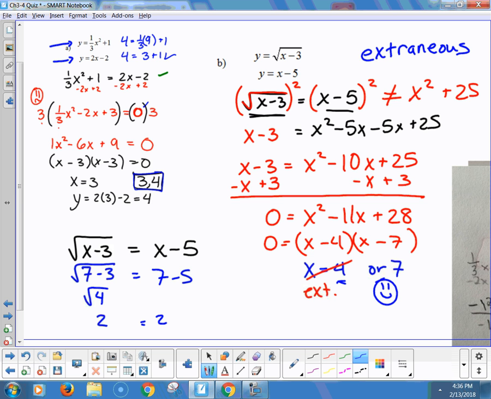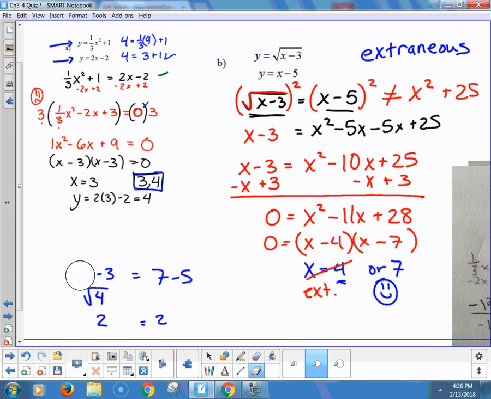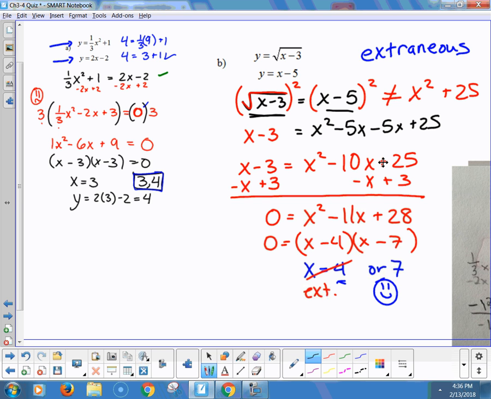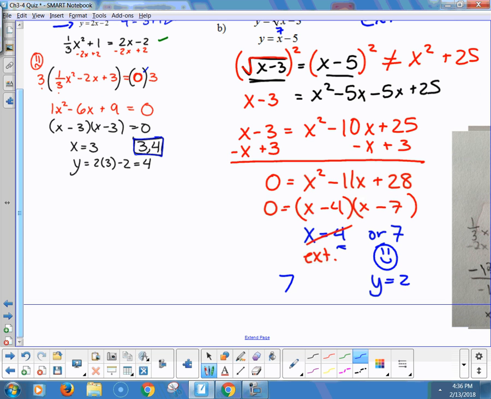Since it's a system of equations, we're looking for a point on the graph where these two functions cross. You should find the y value. We found x is 7. To find the y value, 7 minus 5 is 2. So y is 2. So these two graphs cross at (7, 2).